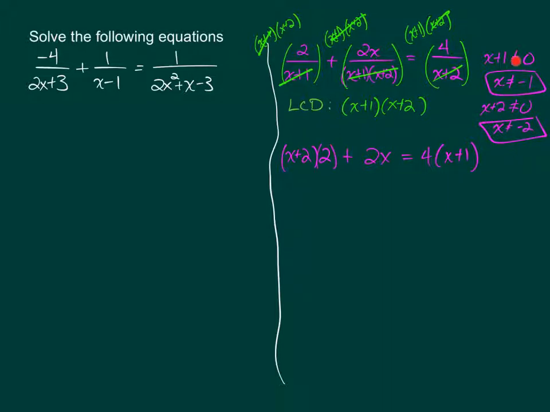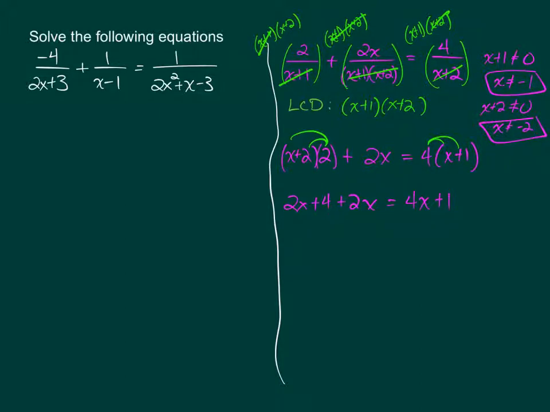They will not be labeled. I'm out of space. So just keep in mind that these are what we are checking our answers against when we get down here to a final answer. All right, so now we can go ahead and do our distributions and get 2x plus 4 plus 2x equals 4 times x plus 1.